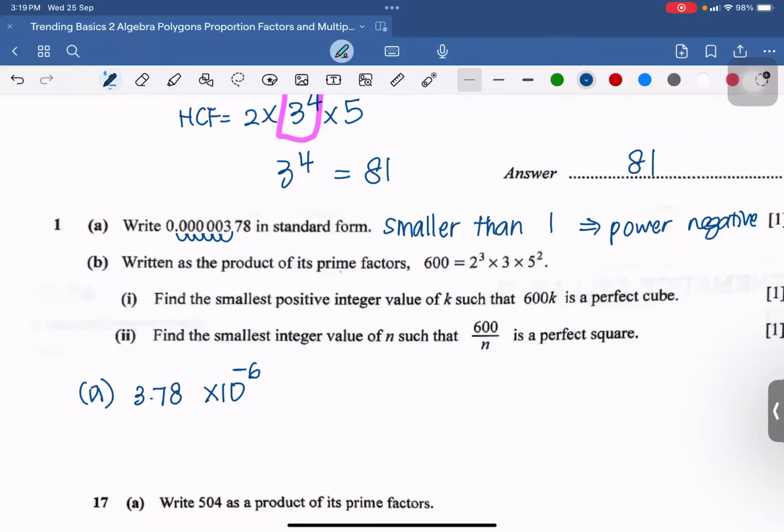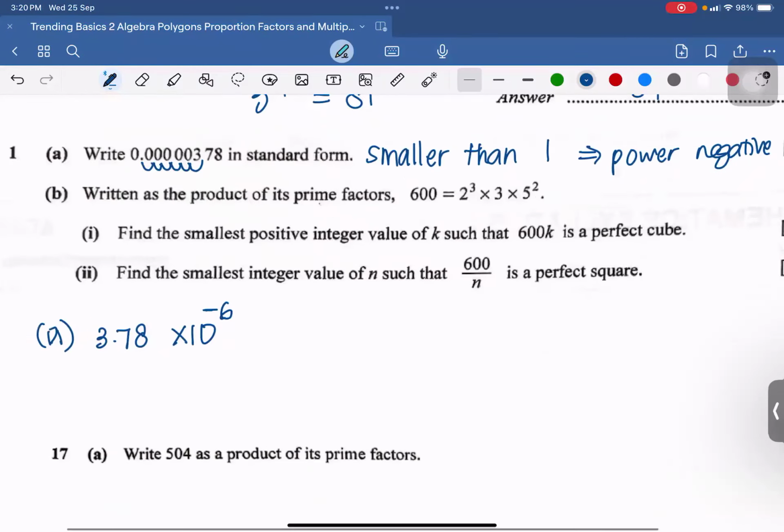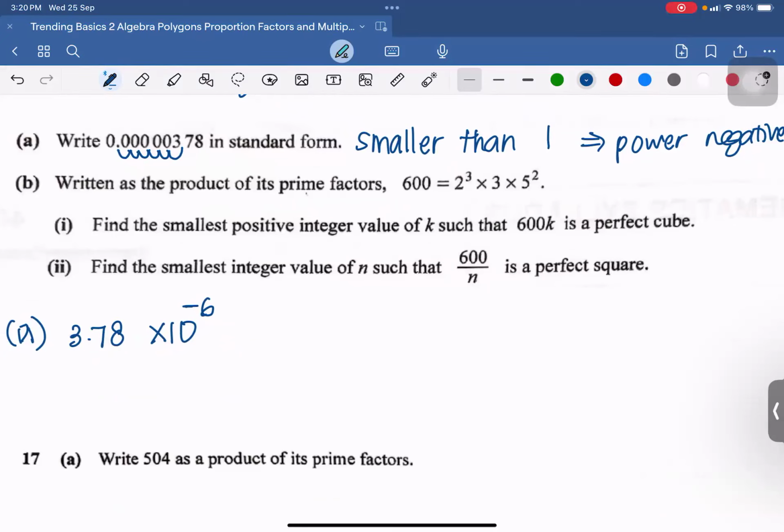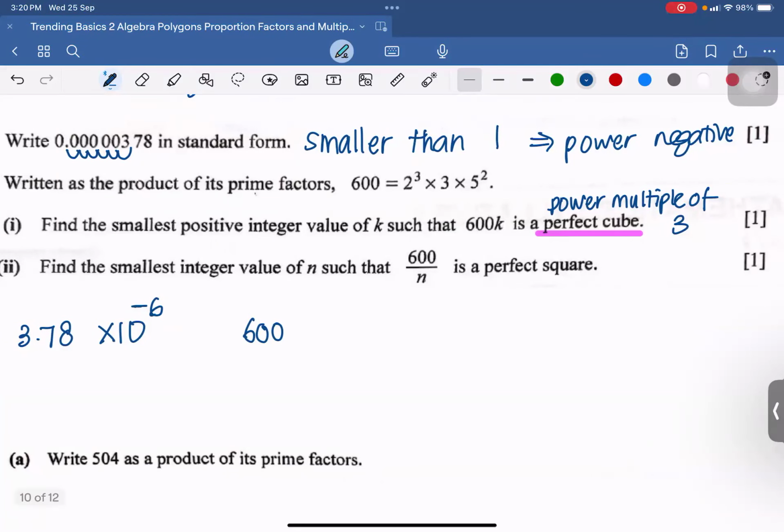Okay. Part B, written as the product of prime factors, find the smallest positive integer k such that 600 times k is a perfect cube. Okay, talk to me. What is a perfect cube? The power is a multiple of 3. Multiple of 3 means the power will be 3, 6, 9. Now, when you multiply, does the power increase or decrease?